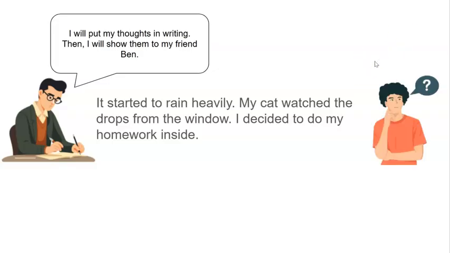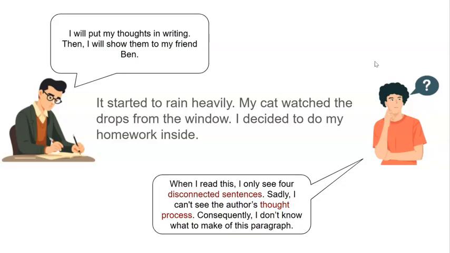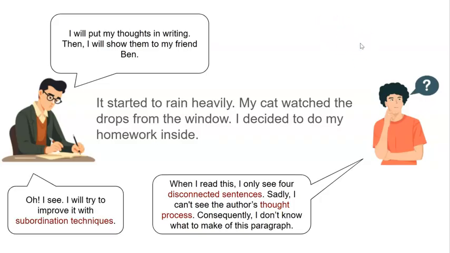So Ben reads this and says, when I read this, I only see four disconnected sentences. Sadly, I can't see the author's thought process. Consequently, I don't know what to make of this paragraph. Oh, I see, says the writer. I will try to improve it with subordination techniques.